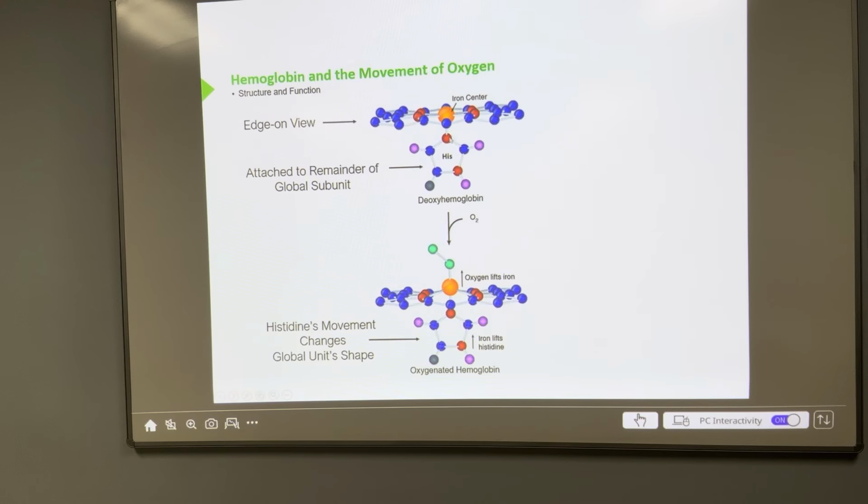And you know that histidine is an amino acid that is part of your hemoglobin. And when there is no oxygen, deoxyhemoglobin, meaning that hemoglobin doesn't have an oxygen, when you add oxygen to this empty deoxyhemoglobin, now you're going to have oxygenated hemoglobin. The histidine is going to move out of the way so the oxygen can bind into the ferrous state.